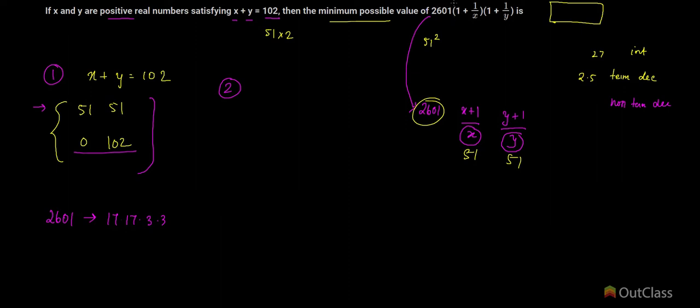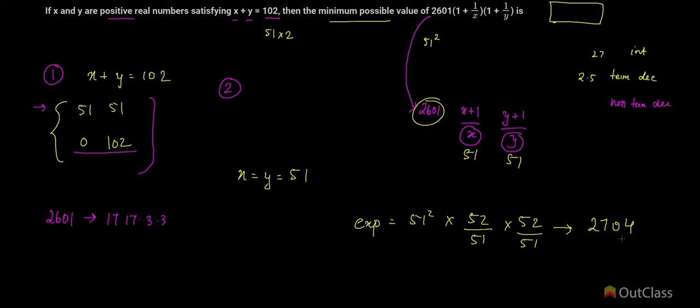So they're making it easy by giving you numbers like this. They're actually making it easy for somebody who thinks of a non-regular solution. You can be sure of the fact that you have to take x is equal to y is equal to 51. And if you do that, then the expression becomes 51 square into 52 by 51 into 52 by 51. So the answer is basically 52 squared, which is 2704.